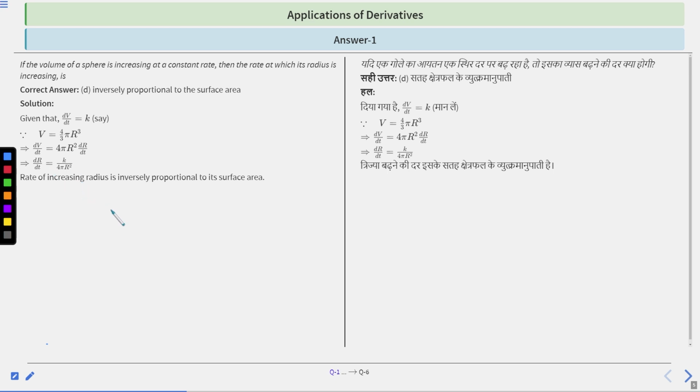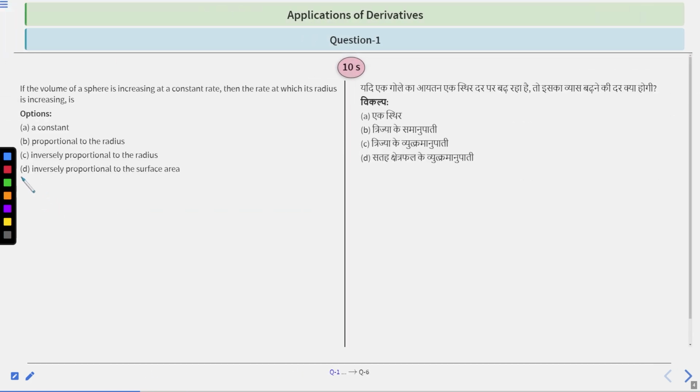Therefore, the rate of increase of radius is inversely proportional to its surface area. Option D is the right choice. Inversely proportional to the surface area. Got it?